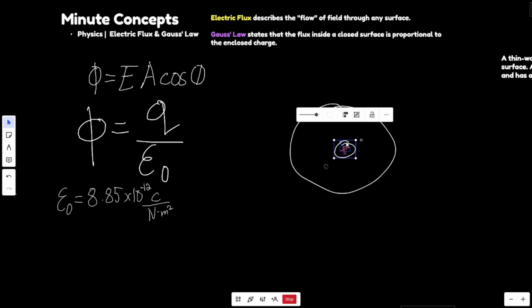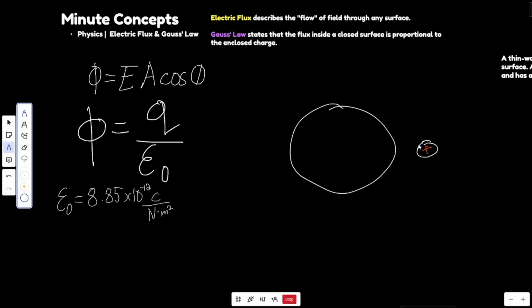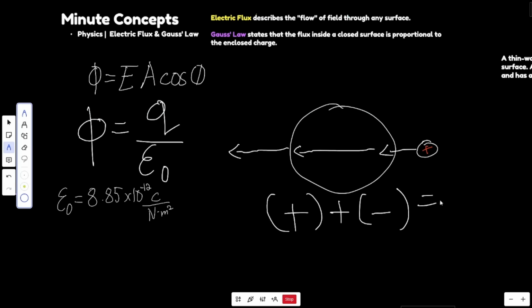Now what happens if I put this charge outside? The charge outside would be sending electric field in, and then it would go through, and eventually it would go back out. So what is the total flux? What came in went out. So that's basically a plus, then you add a minus, and that amounts to 0. So if there is no charge enclosed inside the surface, then the flux is equal to 0.